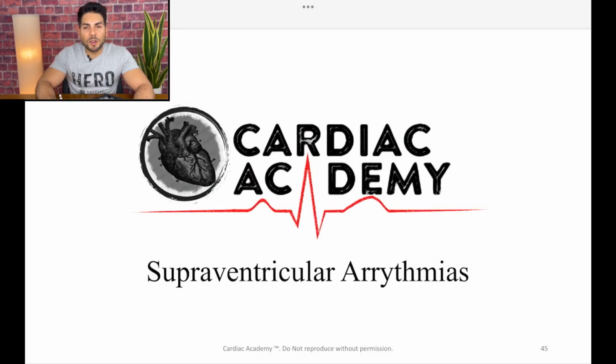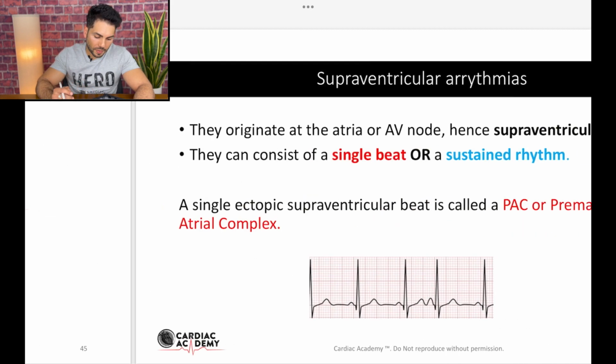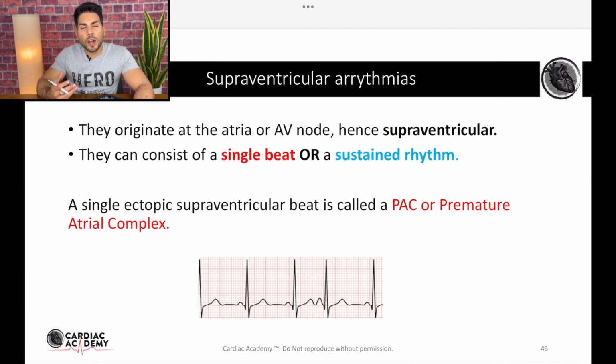All right, let's talk about supraventricular arrhythmias. So when we talk about supraventricular arrhythmias, of course, we refer to arrhythmias originating above the ventricle, hence supraventricular. And this type of arrhythmia can consist either of a single beat or a sustained rhythm. So when we have a single beat originating at the level of the atria, it's known as a PAC, or a premature atrial complex. Let's see an example.